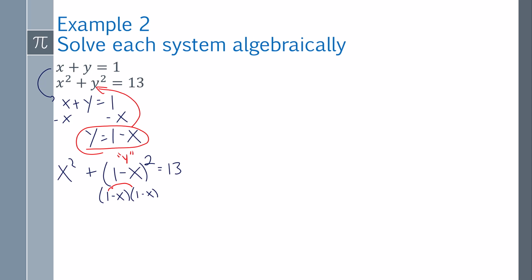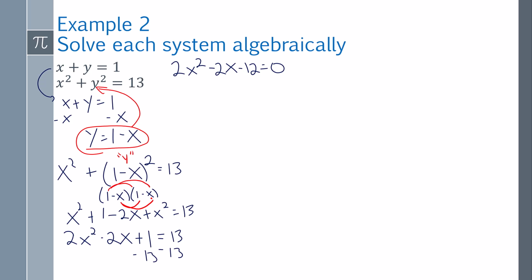1 times 1, 1 times negative x, negative x times 1, negative x times negative x. And if you do that, you're going to get 1 minus 2x plus x squared. So now, bringing down the x squared, bringing down the 13, I can combine like terms. So x squared plus x squared is 2x squared. Then I have the negative 2x, and then I have the positive 1 equals 13. Now I'm noticing that this is quadratic. So because it's quadratic, I want it to equal 0. So I'm going to subtract the 13 on both sides. I know there's a 2 in common, so I can factor out the 2, or divide everything by 2.